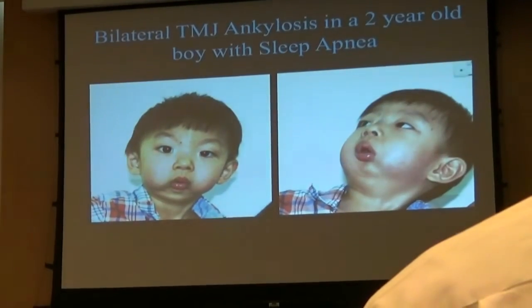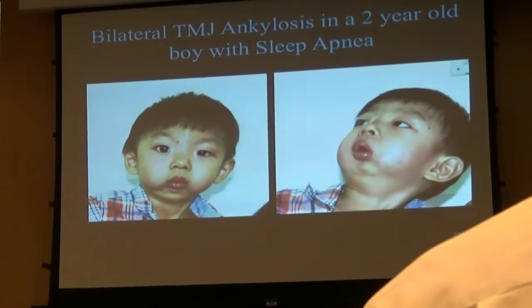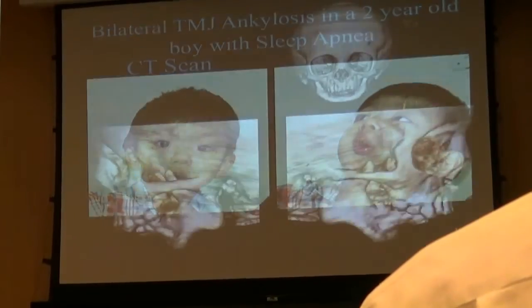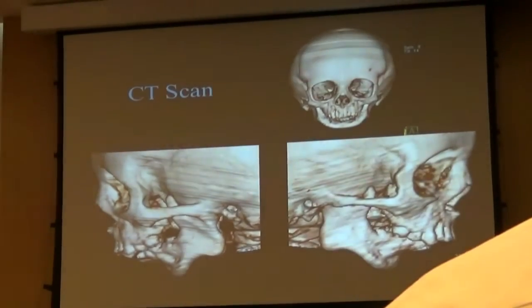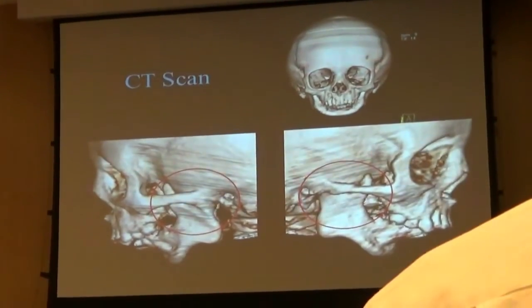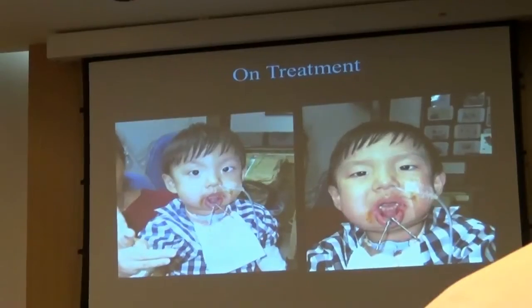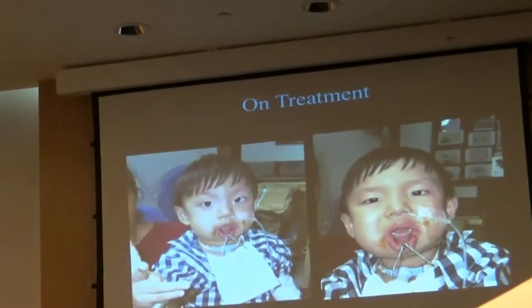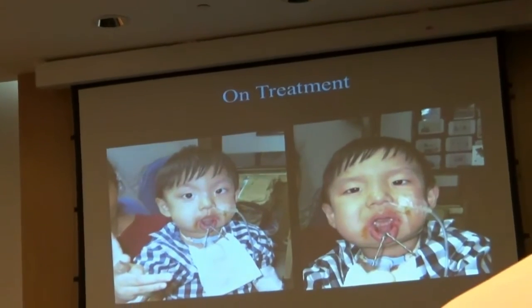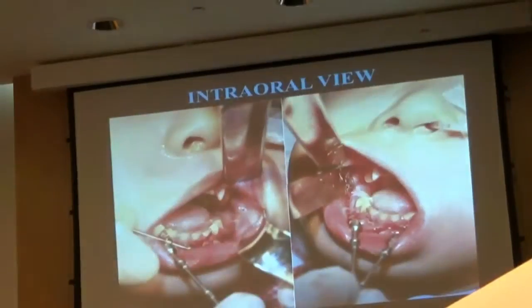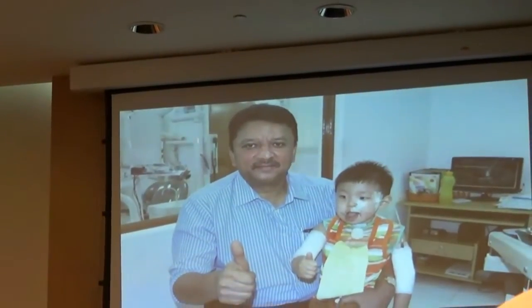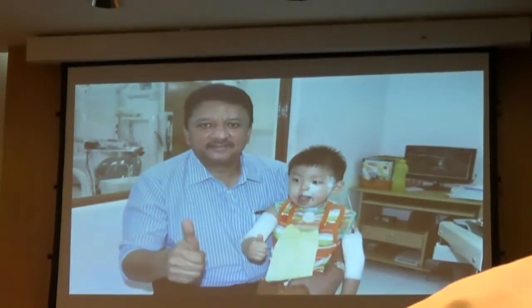Another child from Singapore. This child, we had many consultations here. Bilateral TM joint ankylosis. This patient is not discharged here. The child is in my hospital. You can see the tube feeding and the tracheostomy tube. I consulted many surgeons here. Because of the complete closure of the mouth, they refused to operate.